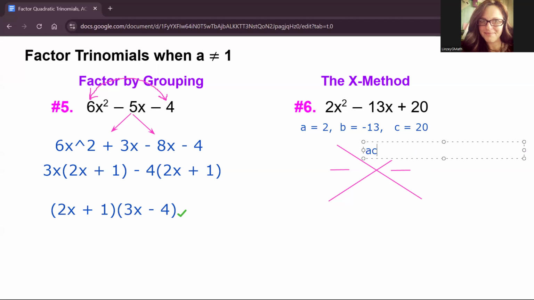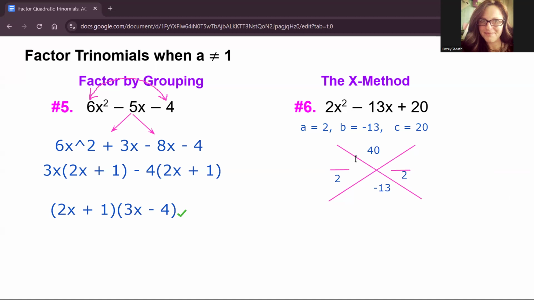And we'll set up the x method. At the top here, we need A times C. 2 times 20 is 40. B goes on the bottom, negative 13. And then A goes in the denominator of your fraction, 2 and 2.